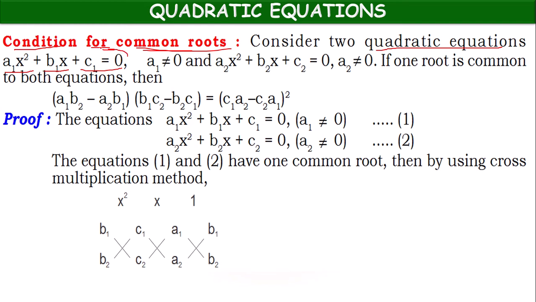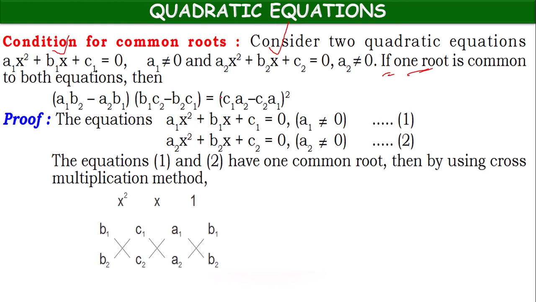This is one quadratic equation where a1 is not equal to 0, because if a1 is 0, there will be no x square term. It will not be quadratic. So that's why we have to keep this condition in mind, where a1 is not equal to 0, and a2x² + b2x + c2 = 0, where a2 is not equal to 0. So in this form we have two quadratic equations.